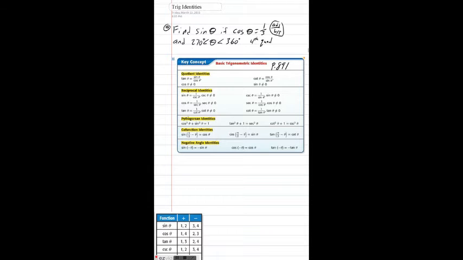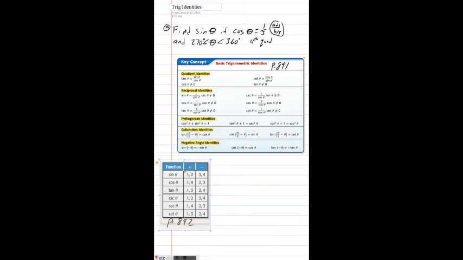These are the new ones right here, these Pythagorean identities. These three right here are brand new to you. Okay? And another thing I wanted to show you, page 892, each of these trig functions is positive or negative in different quadrants.